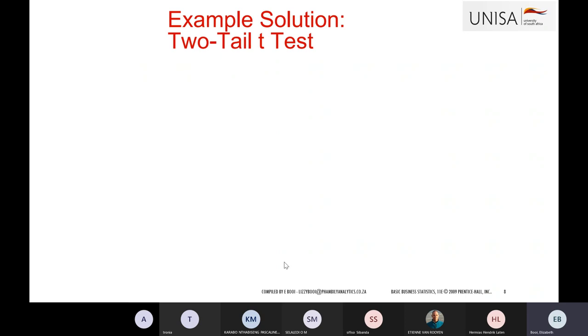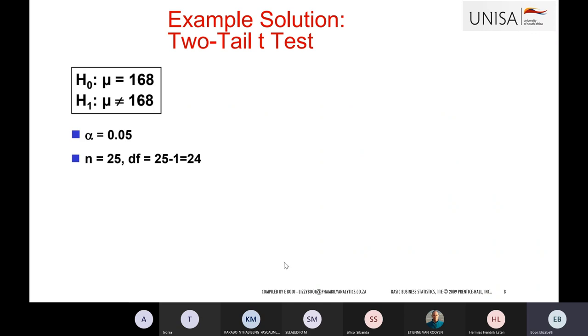In the first step of hypothesis testing, you state your null hypothesis and alternative. Then you also state what you are given in terms of alpha and n. Since we're going to the t-table, we need the degrees of freedom, so we can calculate the degrees of freedom as well. You can also identify what kind of test you are doing, and that's step number three. Because your population standard deviation is unknown, we're going to be doing a t-test statistic.